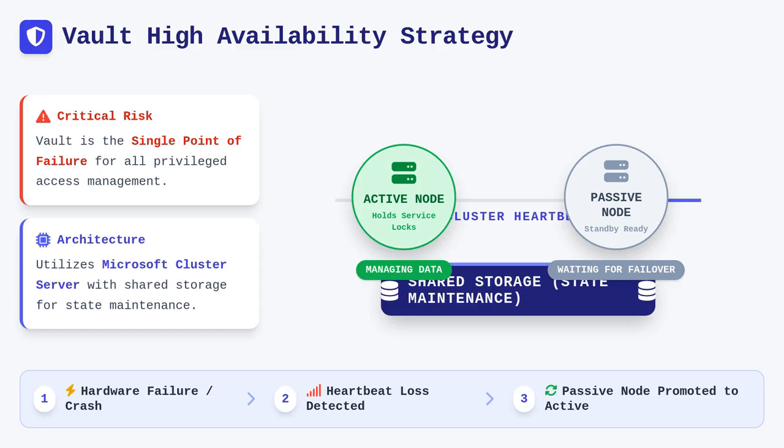The fundamental premise here is that only one node in the cluster, the active node, holds the service locks and manages the data storage at any given time. If the active node experiences a hardware failure or a service crash, the passive node must be capable of assuming ownership of the shared storage and restarting the Vault services. This transition relies on the cluster heartbeat mechanism, which ensures that nodes are constantly communicating to detect potential outages. When the passive node stops receiving heartbeats from the active node, it initiates the failover sequence, promoting itself to active status to maintain service continuity.